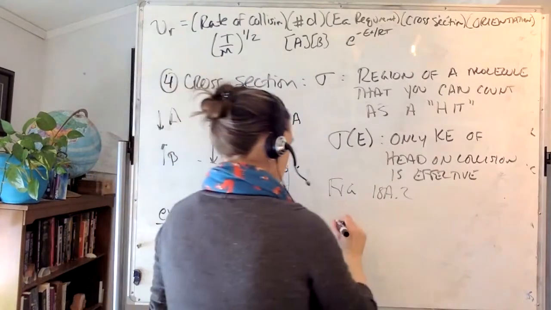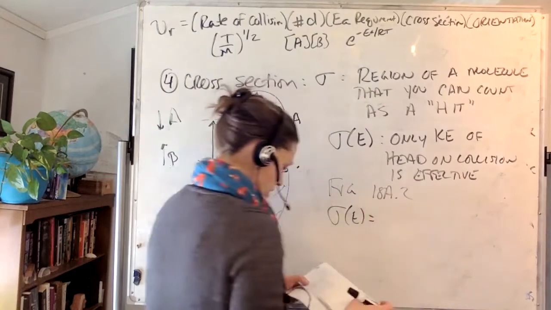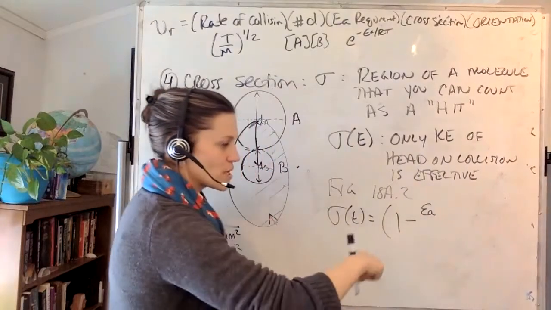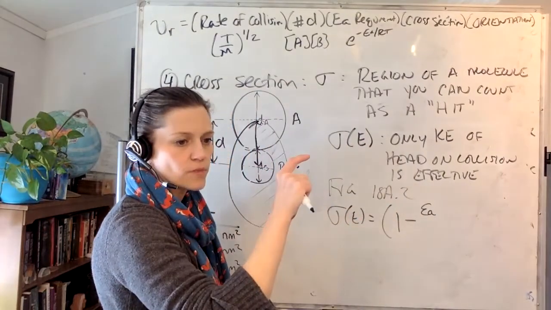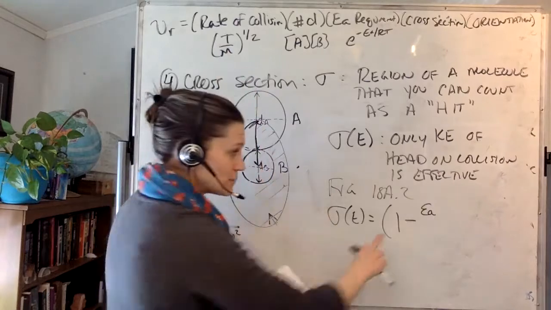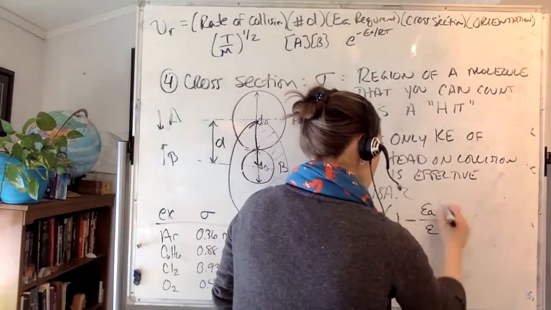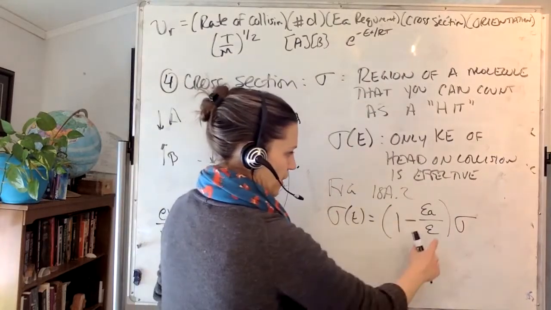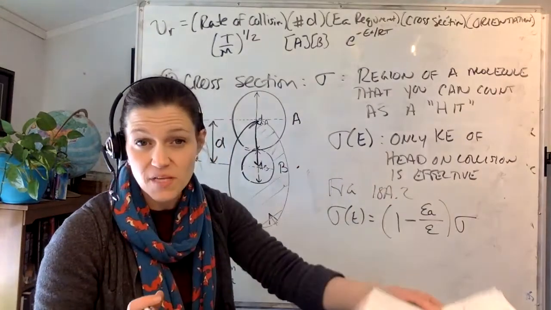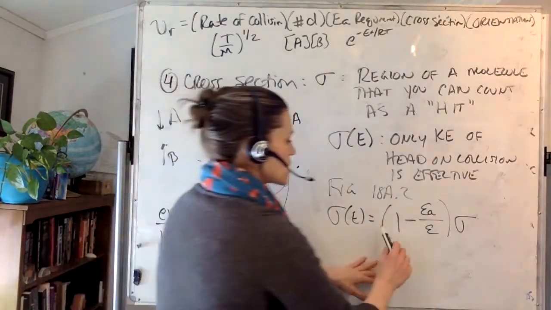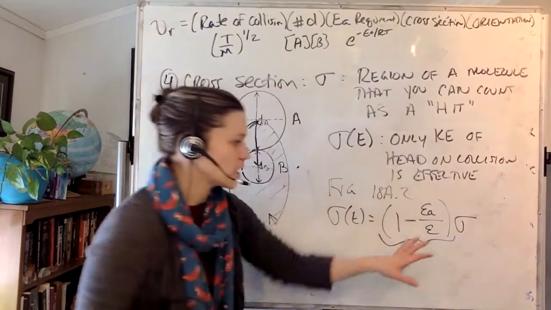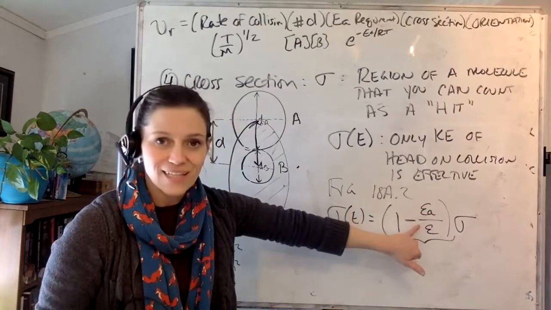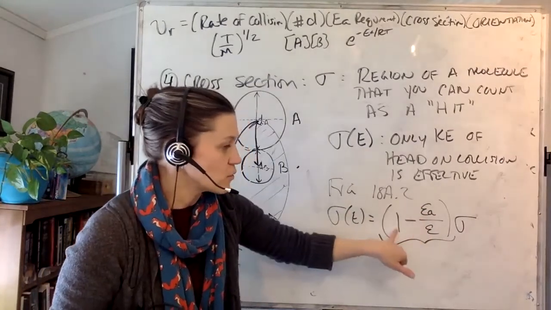What I can do is say that sigma of the energy is going to be equal to quantity 1 minus epsilon, representing the energy of that non-head-on component divided by the total energy, multiplied by sigma. Again, you'll have to look more into Atkins for the specifics, but you're seeing that there's some factor here. So 1 minus this component, EA will be smaller than E, so this will be a value that's less than 1.